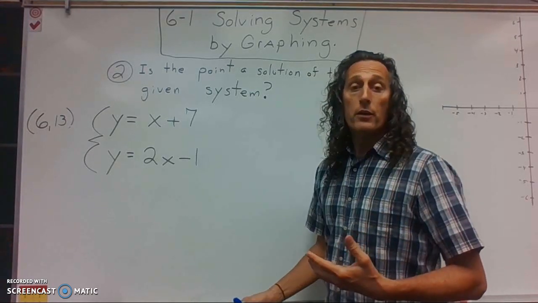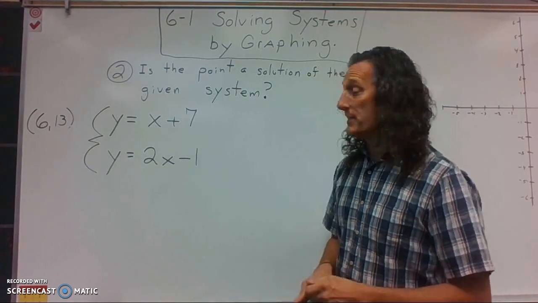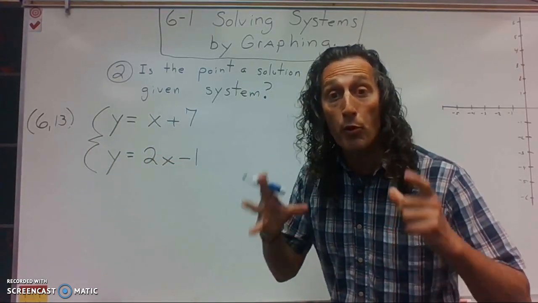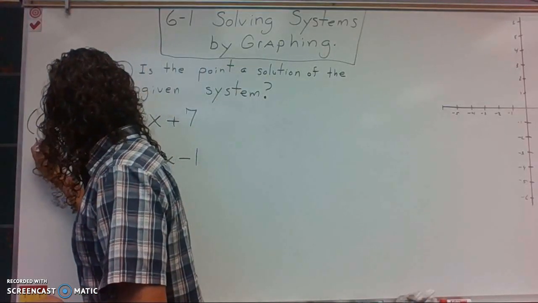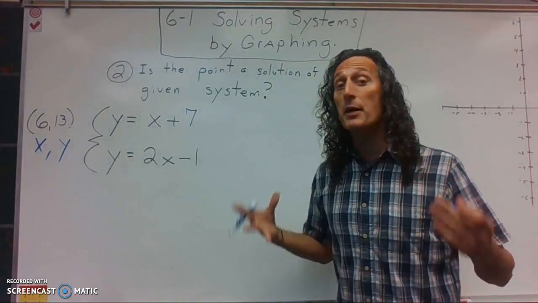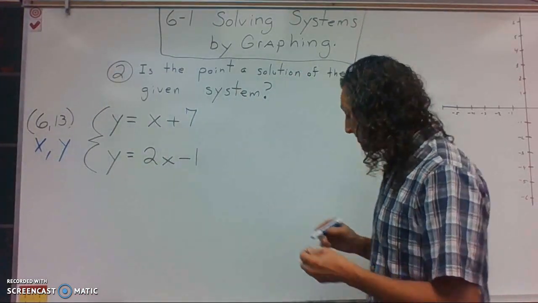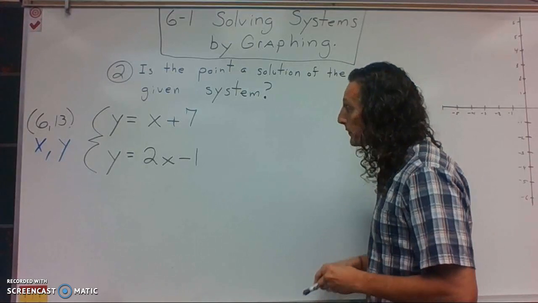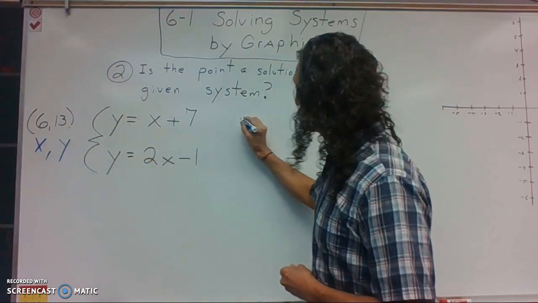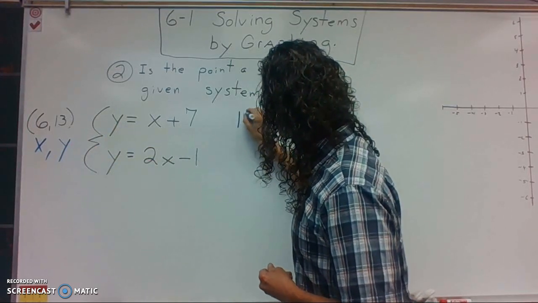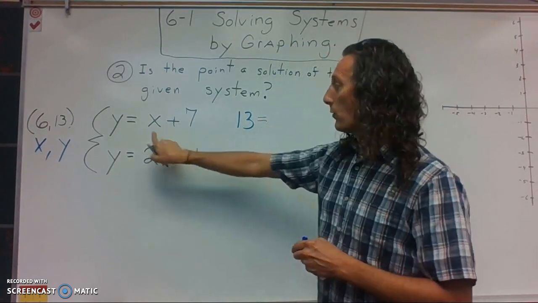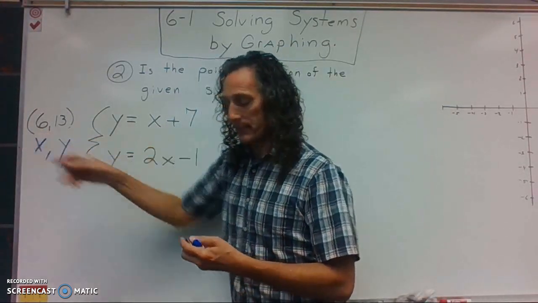All right. We're going to solve these again to see if this point is a solution. Again, label, label, label. Here's my x, here's my letter y. We're simply going to substitute those back into these equations. So here we go. We have y, which happens to be 13, so I'm going to put my 13 first. Equals, what's my x? My x is 6.